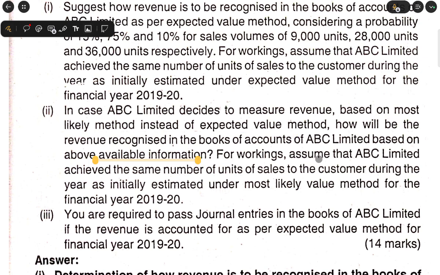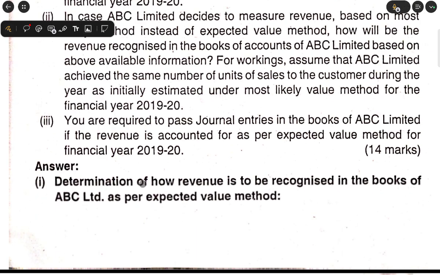For working, assume that ABC Limited achieved the same number of units of sales to the consumer during the year as the initial estimate under the most likely value method for the financial year 19-20. You are required to pass journal entries in the books of ABC Limited if the revenue is accounted as per the expected value method for financial year 19-20.